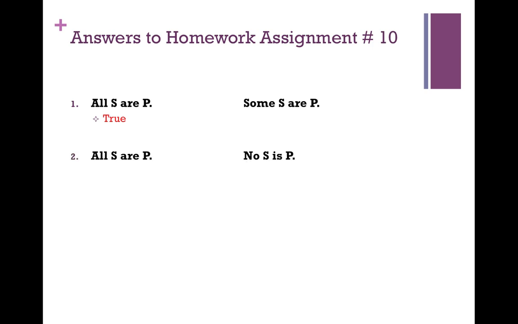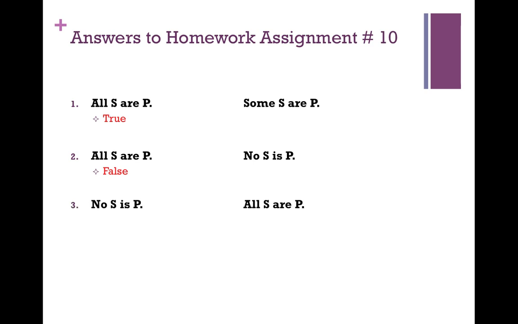Number 2, all S are P. If that is true, then what can we know for certainty about no S is P? Is it true, false, or undetermined? If all S are P is true, then no S is P is, according to the traditional square of opposition, false. These two propositions are contrary. They cannot both be true at the same time.